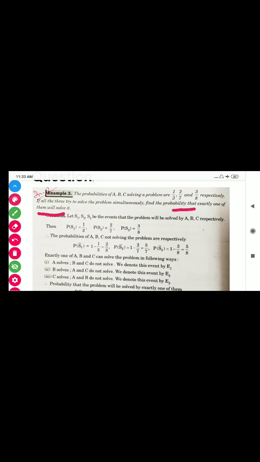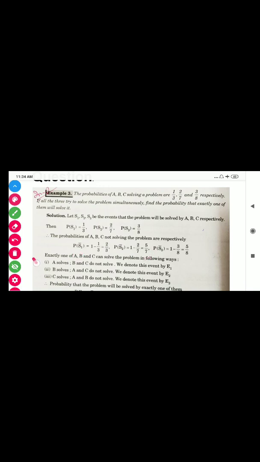exactly one of them will solve the problem. That means either A will solve or B will solve or C will solve. So in this way we can write: let S1, S2, S3 be the events that the problem will be solved by A, B, C. You can also assume E1, E2, E3. So probability of S1 is 1 over 3, probability of S2 is 2 over 7, probability of S3 is 3 over 8. Now students, to find the complements of these, we must subtract the given values from 1, then we get probability of complement of S1 is 2 over 3. Similarly, we have 5 over 7 and 5 over 8.